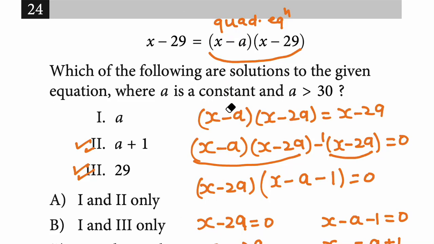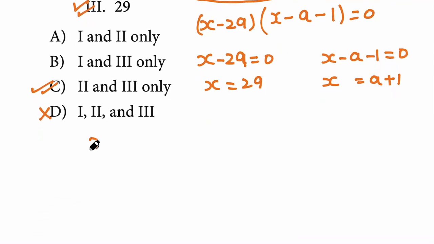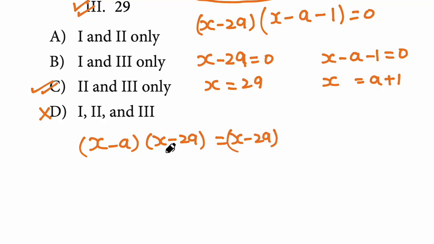Now what if you forget this thing? This is why this question is very interesting. What if you forget that this is a quadratic equation and it's going to have two solutions? Maybe under stress you will solve it like this. x minus a times x minus 29 is equal to x minus 29. Now you may think that let's divide x minus 29 on both sides and you will end up at this, and then adding a on both sides, x is equal to 1 plus a, right? So second is the right option.